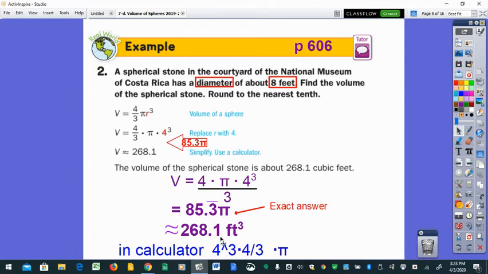Remember, we're going to round to the 10th. That's 1 decimal place. And the 10th place is the first spot. And our units, in this case, would be feet. And since it's volume, it's to the 3rd. So about 268.1 feet cubed.